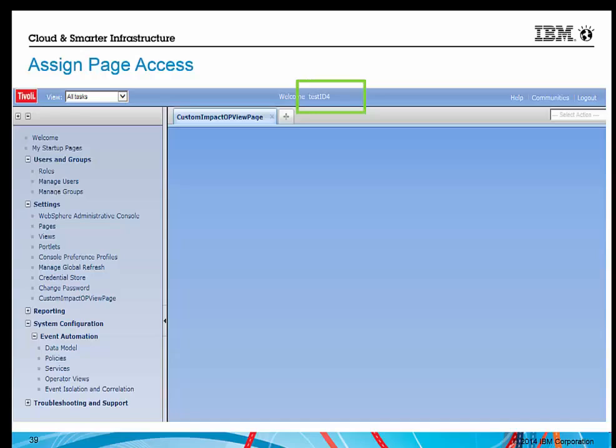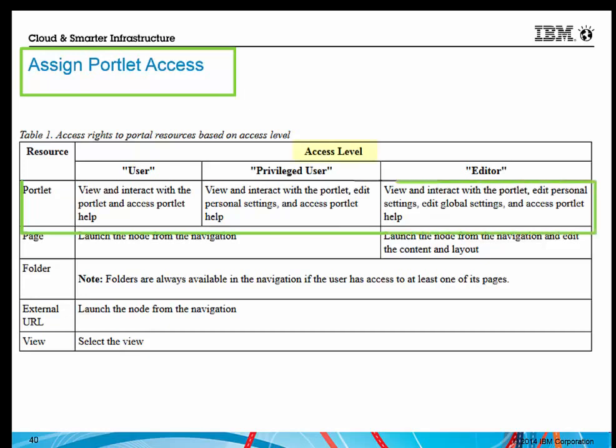If I log in as Test ID 4, I can see and launch the custom page, Custom Impact OpView page, but notice the portlet does not display. This brings us to the final task in this video: assigning portlet access.